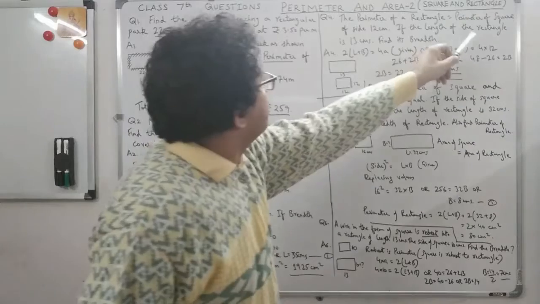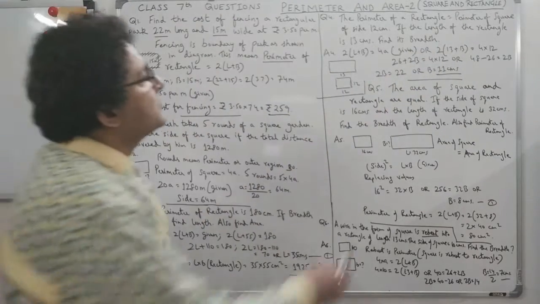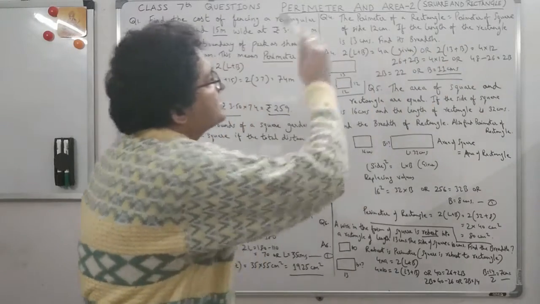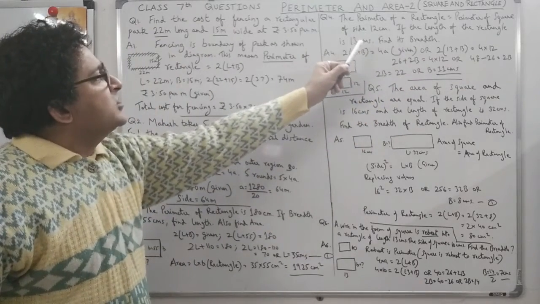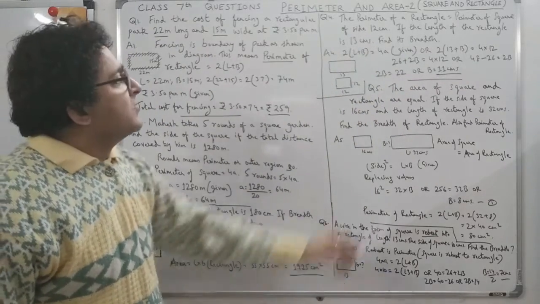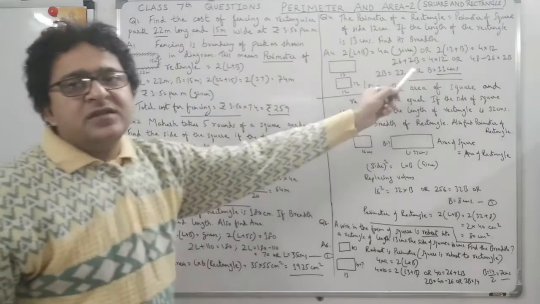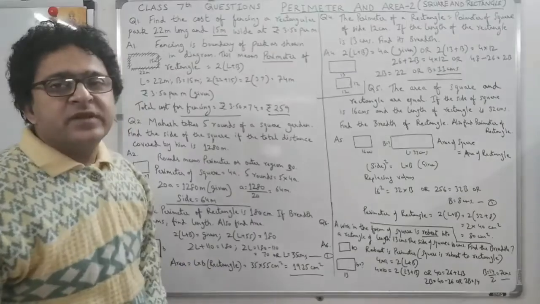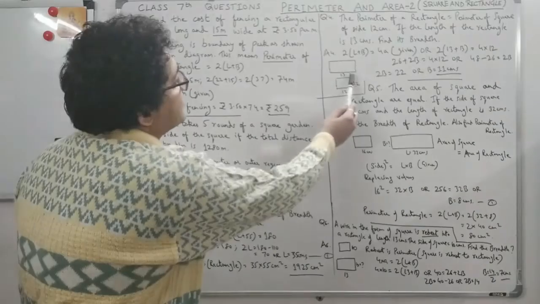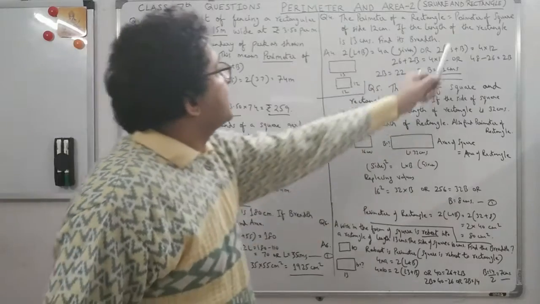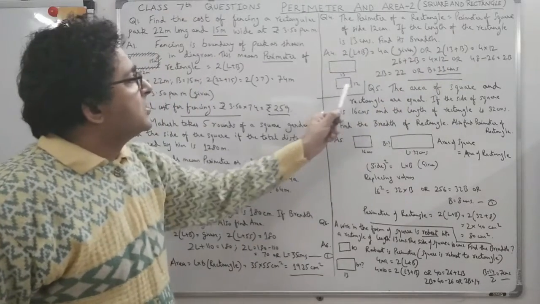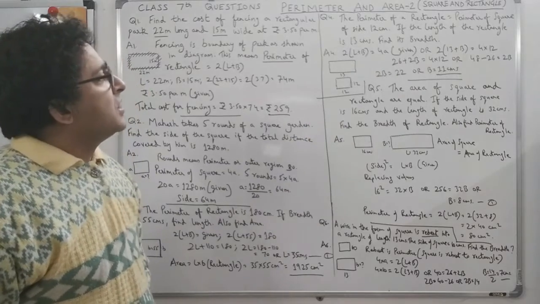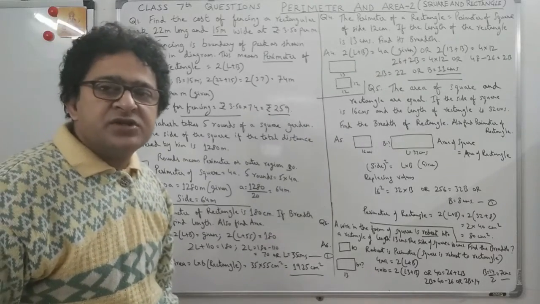If the length of the rectangle is 13 centimeters, find its breadth. In this question, the side of the square is given and also the length of one of the sides of the rectangle is given. Find the breadth of the rectangle. Now first make the diagram. 13 centimeters is the side of the rectangle which is given, and 12 is the side of the square, so all sides are 12.